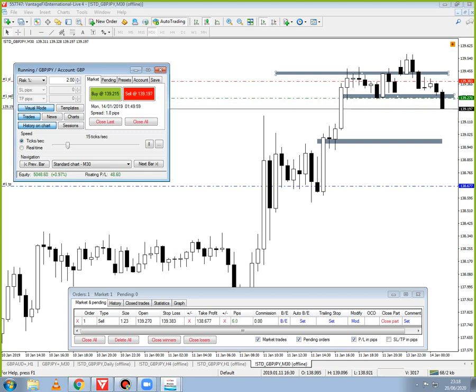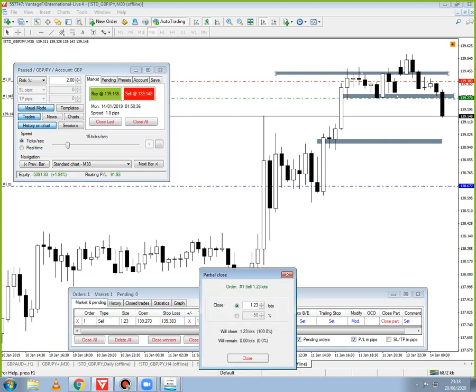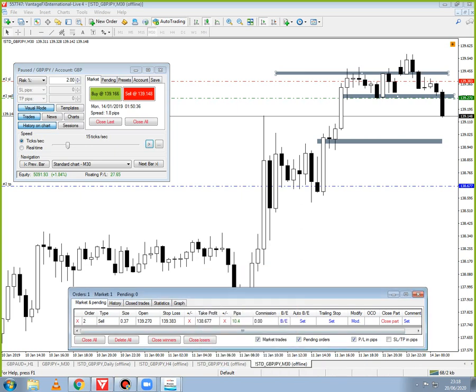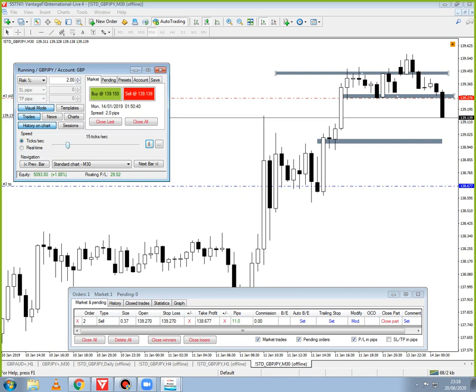So I think this, oh, there we go. Kind of starting to push down now. Nice. So 10 pips. So I'm going to go ahead and close 70%. Go ahead and close that. And we're going to let this run at break even. Nice. So let's just go ahead and speed it up for time purposes. Yeah, that was a nice trade.